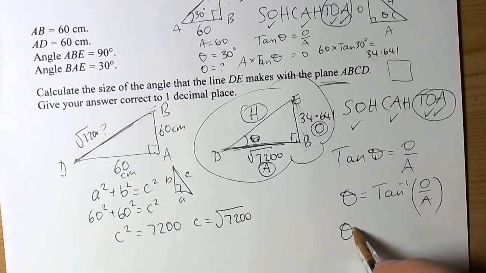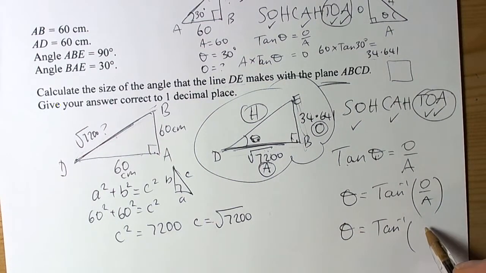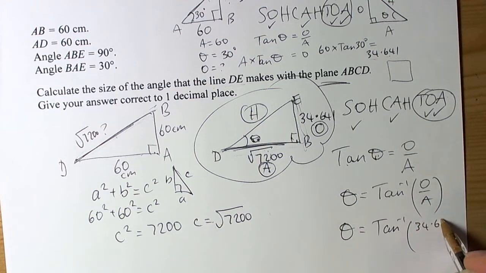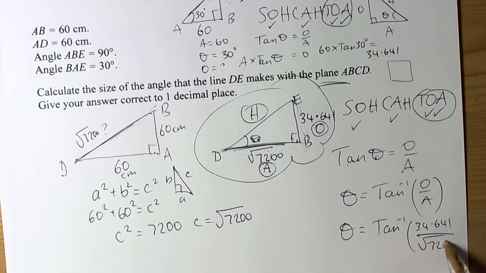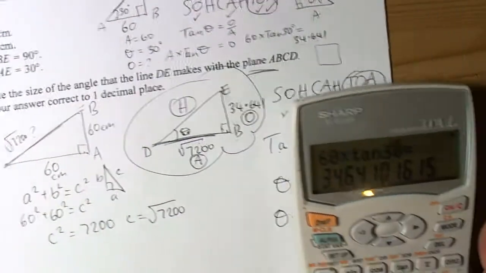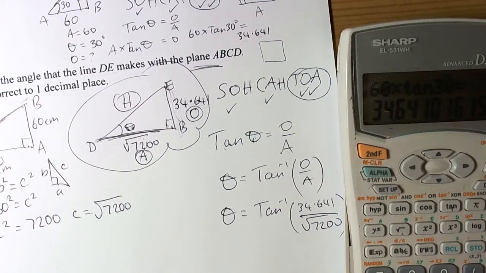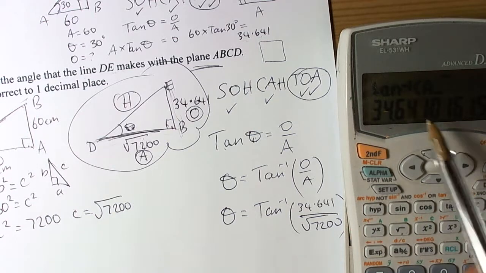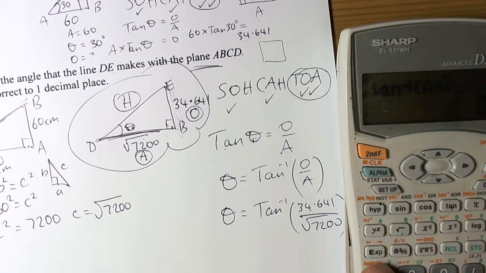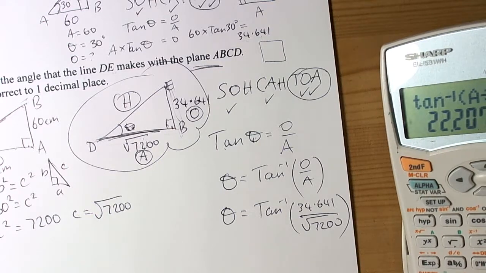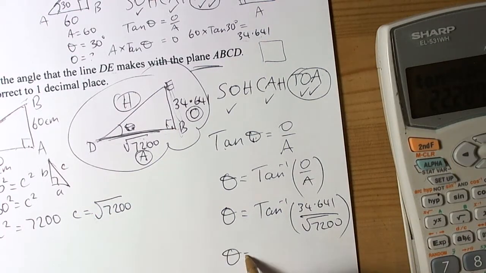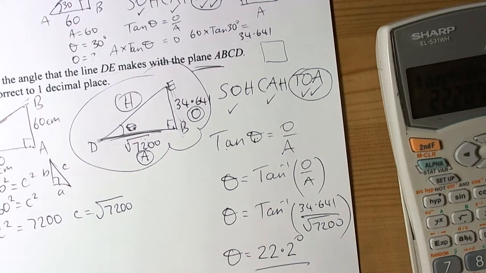So now we can put our values in. So we know the O length was 34.641, and we know the other length was the square root of 7,200. So I left in the value of 34 point, so we got a fairly accurate answer there. And if I store that in A, right, so I want the second function, tan to the minus 1, brackets. I'm going to recall the A value, so that's 34.641. We're going to divide by the square root of 7,200. We're going to close the bracket, we're going to press equals, and we get an answer of 22.2 degrees. So theta is 22.2 degrees.